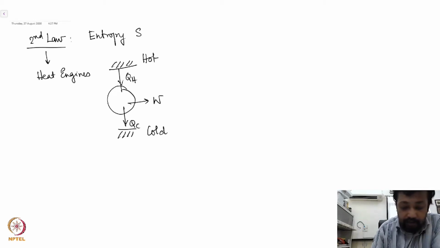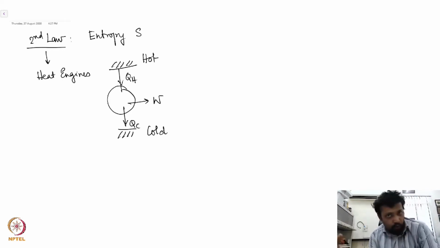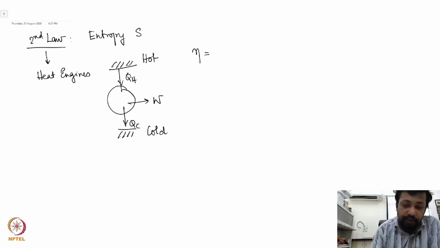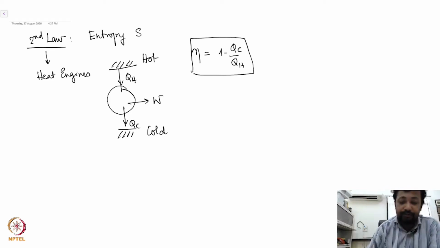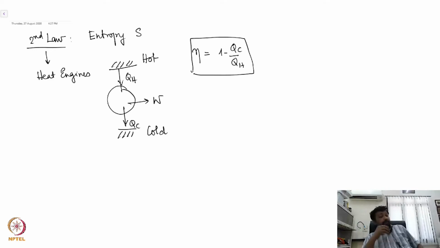Clearly, if you have designed an engine, then you want to know the efficiency of that engine. The efficiency of the engine is defined as 1 minus QC over QH. This is how you define the efficiency of the engine. So historically, the origin of the second law lies in the development of heat engines. People developed diesel engines and all these things historically, and they wanted to know, how do I calculate the efficiency? There has to be a method of calculating the efficiency. And therein came in the second law.